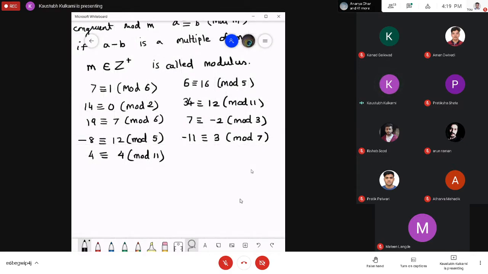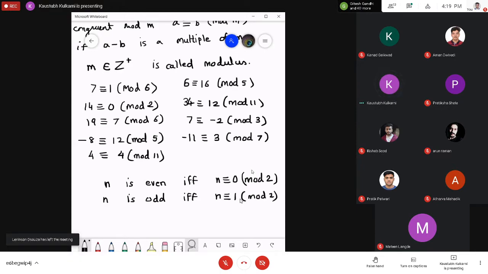Okay, so now we can say one more example. Any integer n is even if and only if that integer is congruent to 0 mod 2, and integer n is odd if and only if n is congruent to 1 mod 2.